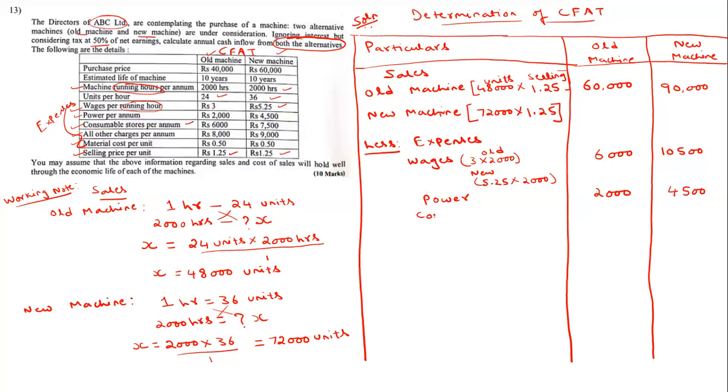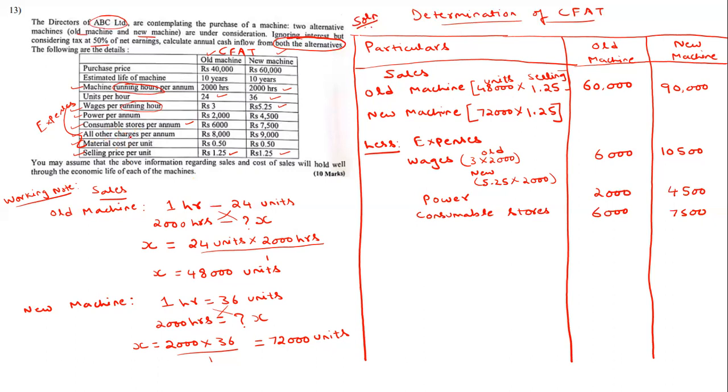Straight away, you can take consumable stores. 6,000 for old machine. Let's take that 6,000 for old machine and 7,500 for new machine. Great. So we have taken that. And then now if you see, they have something called material cost. But before that, we have consumable stores per annum.